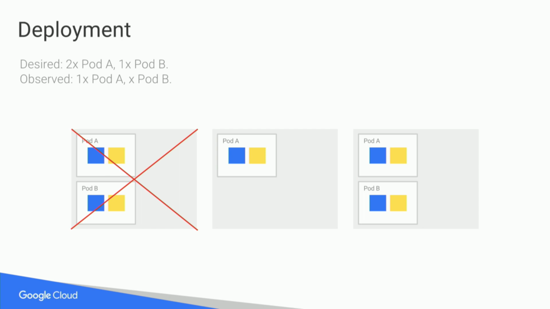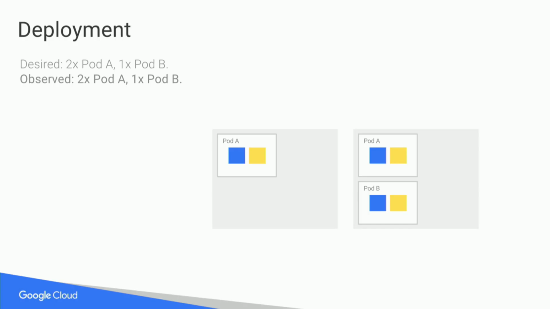So that's what Kubernetes does. It's going to automatically detect, usually within a few seconds, that the desired and observed state is off. So let's fix this. And it's going to then fire up another pod in that other node, and it's going to fire up another pod for pod B as well. So now we're back into this happy state where our desired and observed state is in equilibrium again.